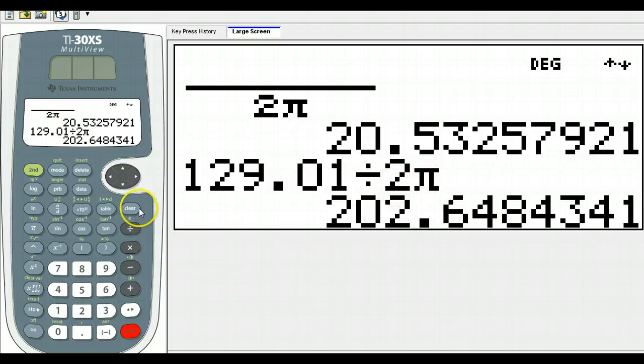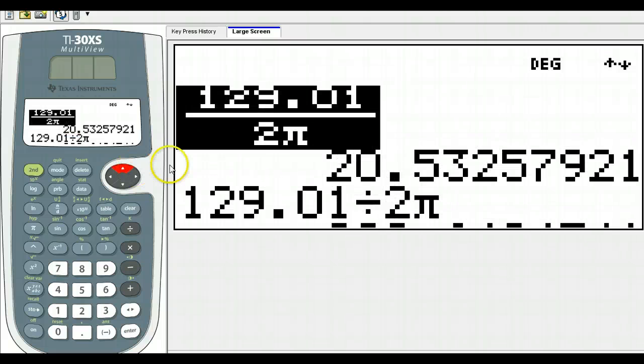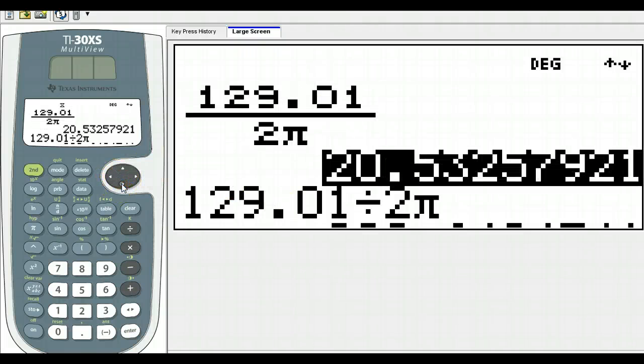So just be careful. My advice to you is, if you want to divide by something, always use the fraction button. Always make it a fraction when you divide. It always will work out correctly. Some kids don't take that advice.